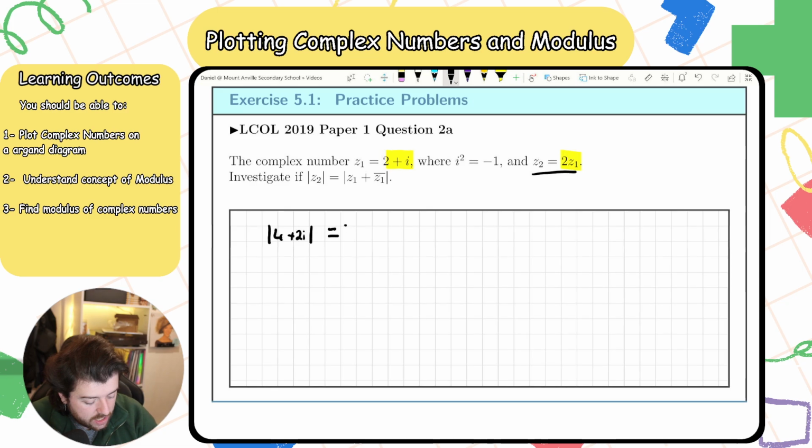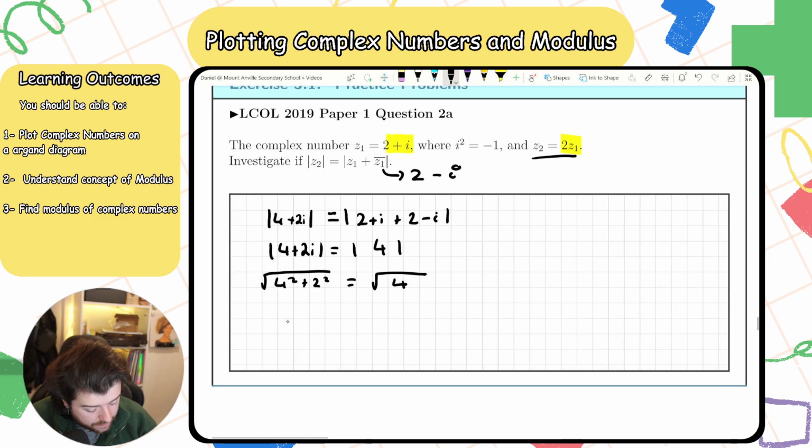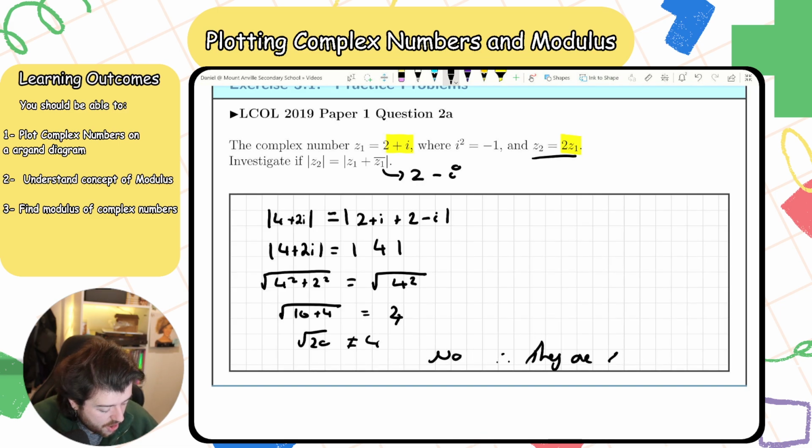So find the modulus of that, and see if it is equal to the modulus of z1, which is 2 plus i, plus the conjugate of z1. Remember the conjugate, we just change the sign of the imaginary part. So it'll be 2 minus i. So the modulus of 4 plus 2i equals the modulus of 4. Let's investigate. I have here the square root of 4 squared plus 2 squared. And is that equal to the square root of 4 squared, which is equal to 4? So 16 plus 4, root 20, equal to 4? No. Therefore, they are not equal.